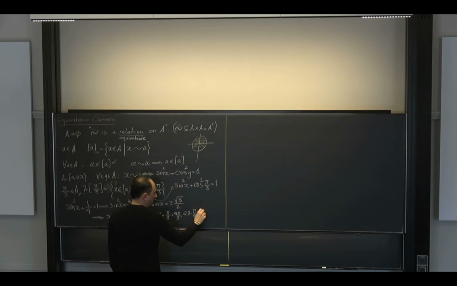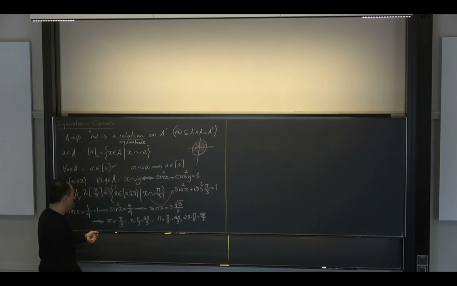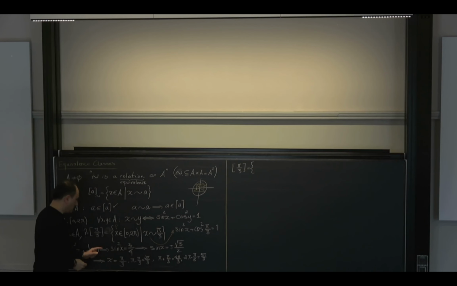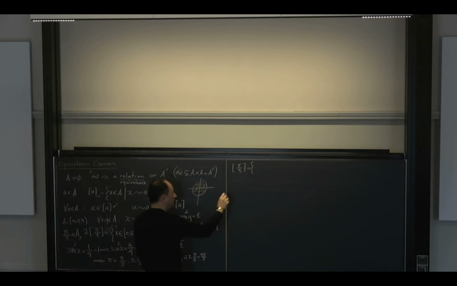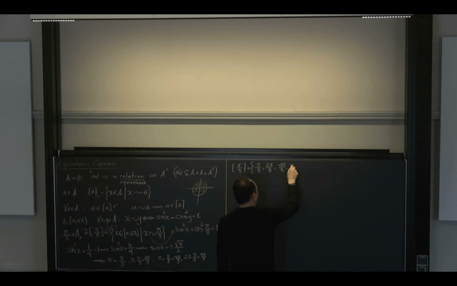So this becomes 5 pi over 3. So finally, if you want to write everything down, the equivalence class of pi over 3 is a set consisting of 4 elements: pi over 3, 2 pi over 3, 4 pi over 3, and 5 pi over 3. So that's the equivalence class.